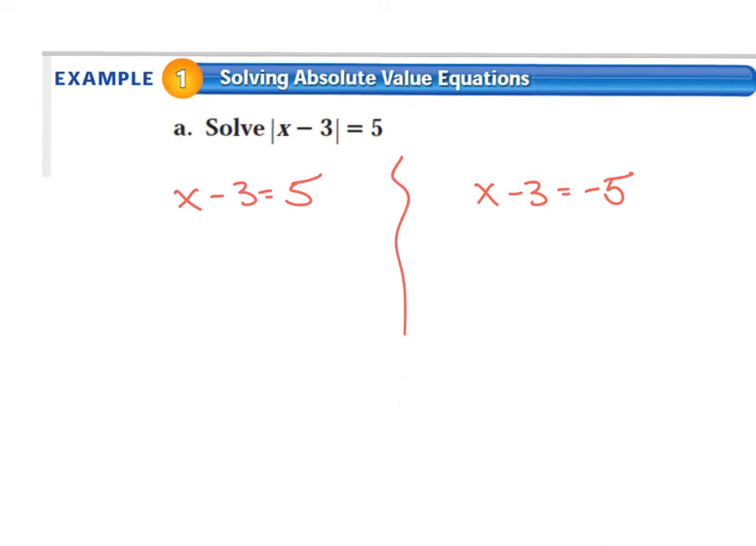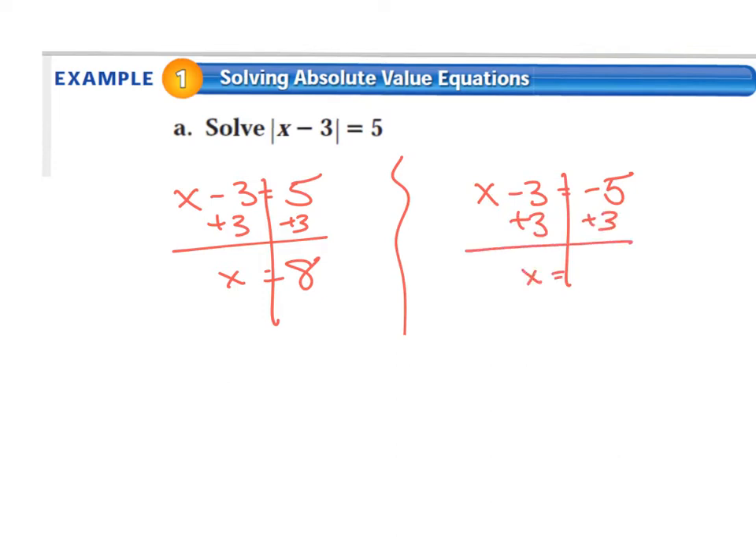So we're going to start with this one. Simple, add 3 to both sides. x equals 8. Do the same thing over here, add 3 to both sides. Here, x would equal a negative 2. So our answer, x equals 8 or negative 2. So if I plug this back in, 8 minus 3 equals 5.